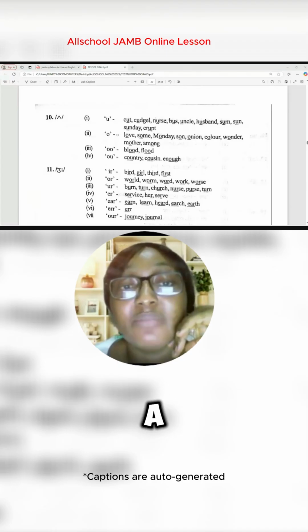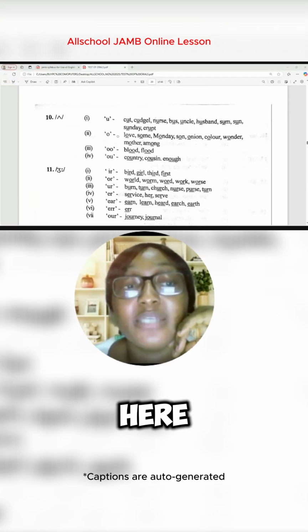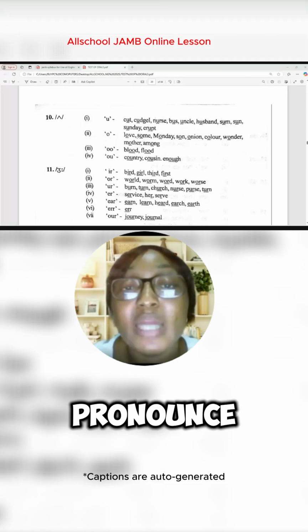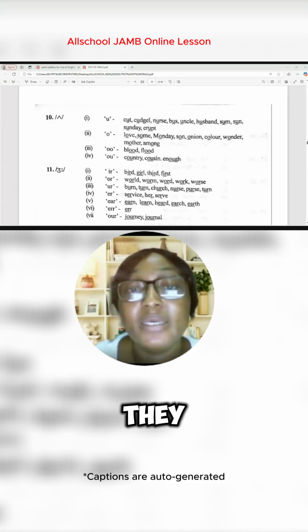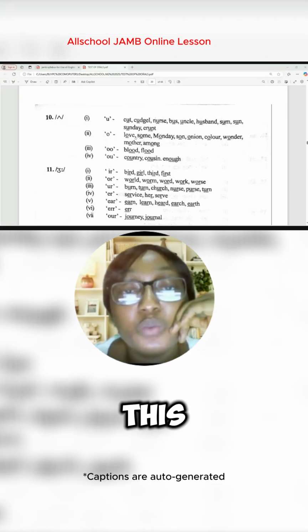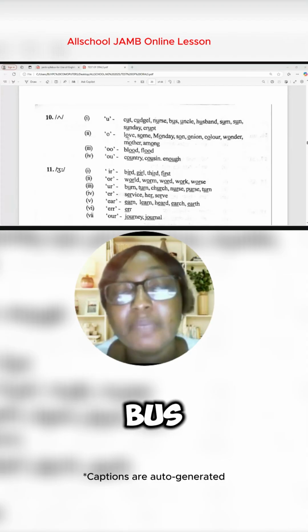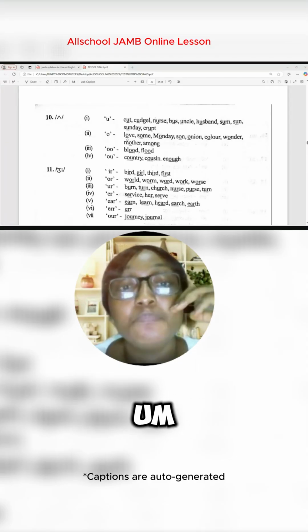Please, this word is a mistake. This word is not supposed to be here. It's supposed to be number 11. You have bus. Ghanaians usually pronounce this word very well. They have the right pronunciation for this word, bus. I am joining the bus. I'm taking the bus. All right.